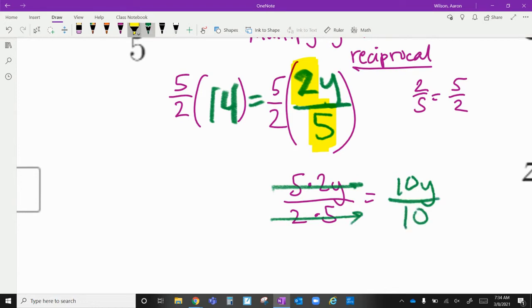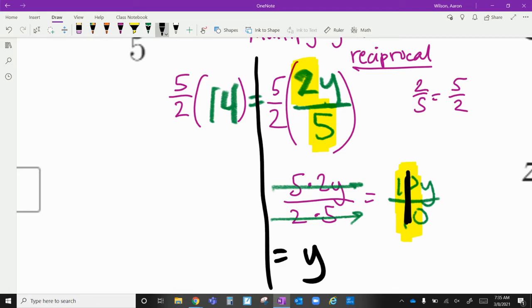Well, now you see 10 over 10. What is 10 over 10? 10 over 10 is 1. And then you have 1y. Well, 1y is simply just y. That's why we do that. We get rid of the 2/5. Okay, it kind of undoes itself by multiplying by the reciprocal. But what you do to the right side of the equals sign, you have to do the left side. So now we're looking at 5 over 2 times 14.